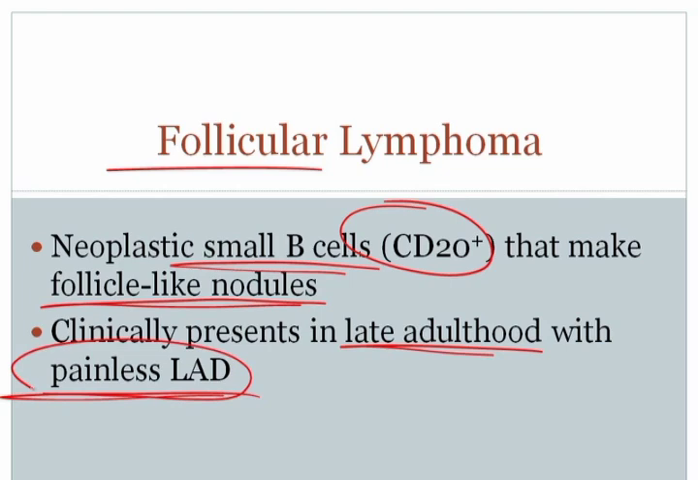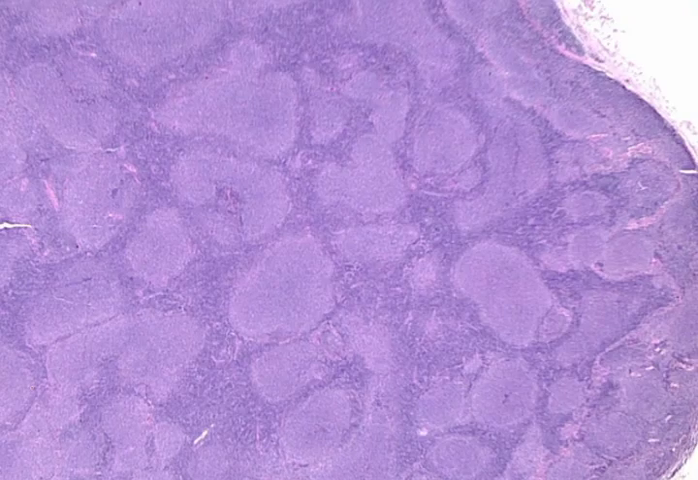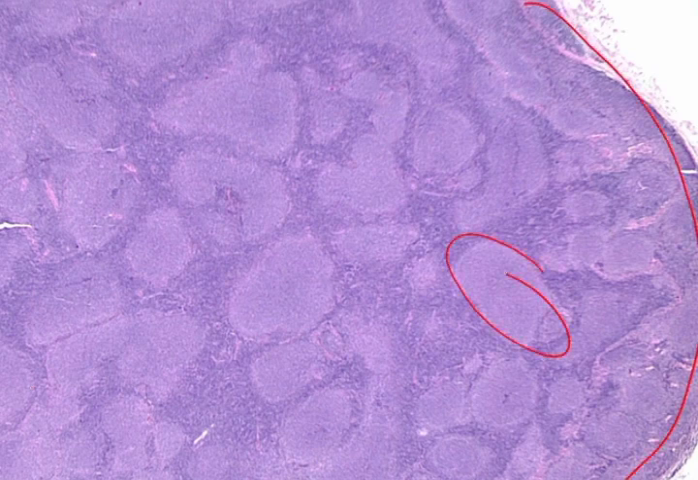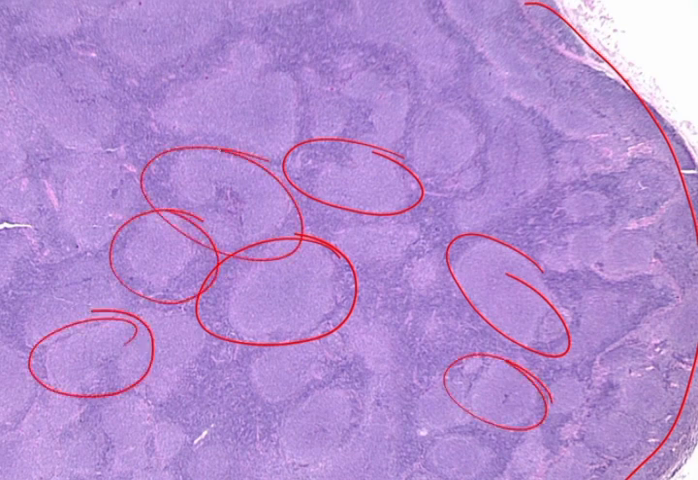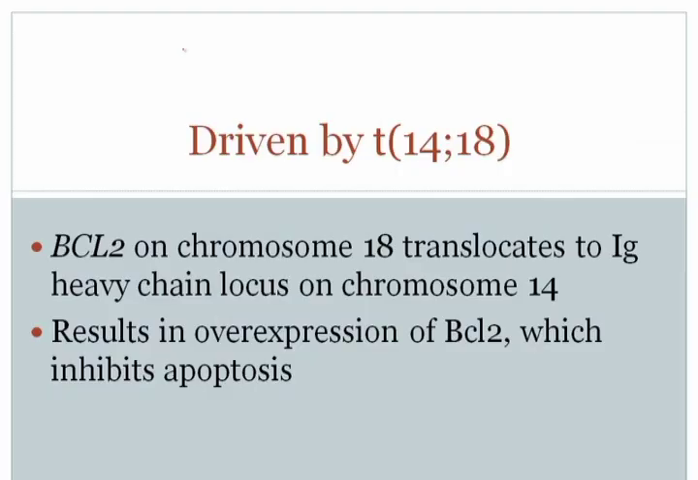and these patients will have generalized lymphadenopathy throughout the body that is painless. Here is a picture of follicular lymphoma, and what we can appreciate here is that we're dealing with a lymph node, and we see that the lymph node basically contains dozens of these follicles. So these lymphocytes are making follicle-like structures, hence the term follicular lymphoma. One of the important findings in follicular lymphoma is that it is driven by a translocation of 14;18.